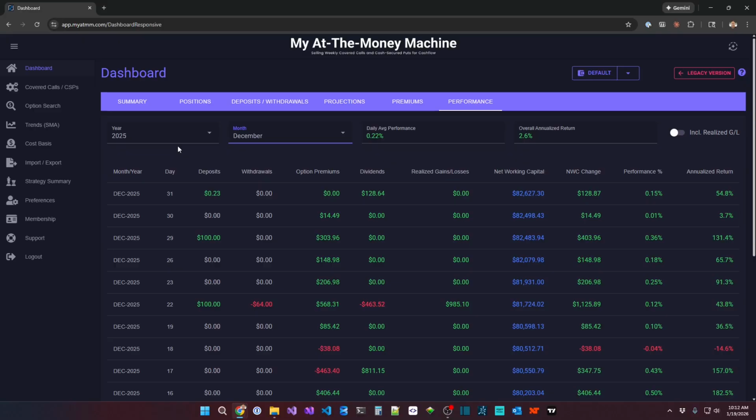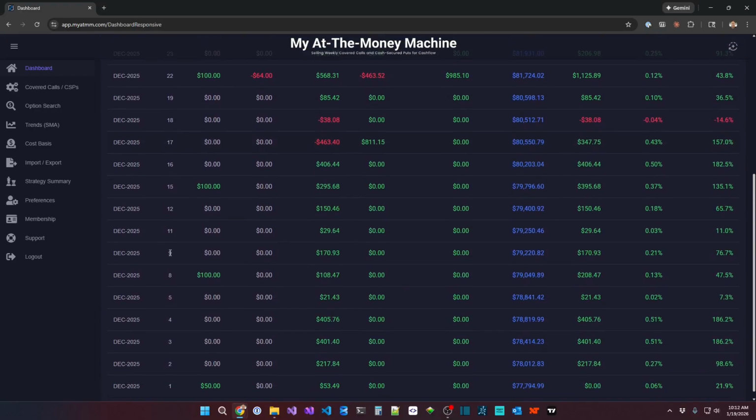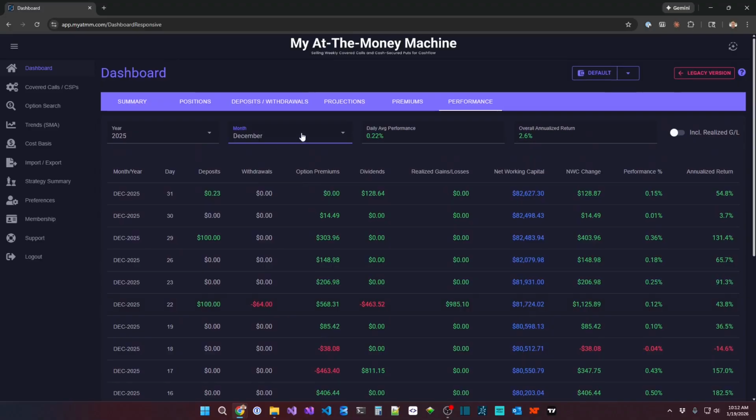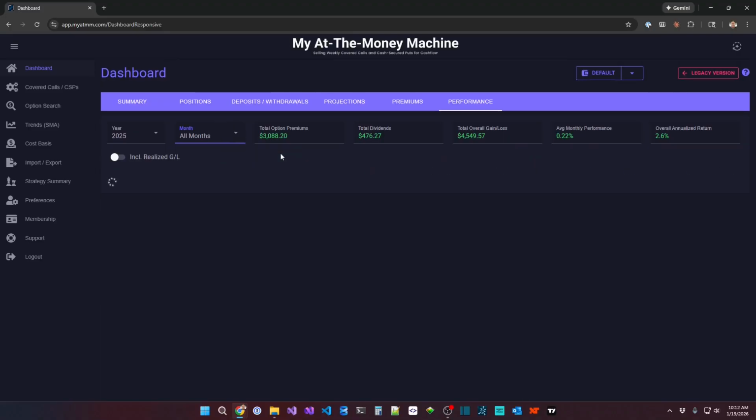So as you can see, for 2025 for December, the day here is the actual day that it happened on. So you'll notice every trading day, on the weekends, you won't have a day there because there's probably not going to be any data there, unless you tracked some data on a weekend day and put it on that day. That's the only way that it would show up in here on a weekend day. But anyway, you can see it broken down by each day how you did on that specific day. All right, let's switch it back to all months.